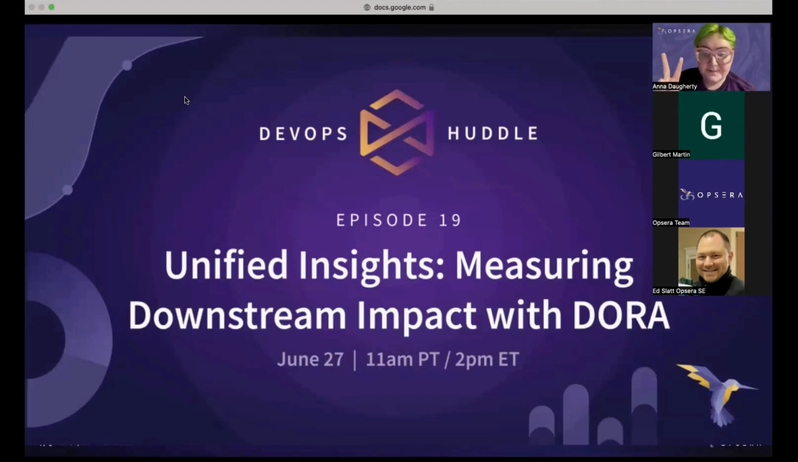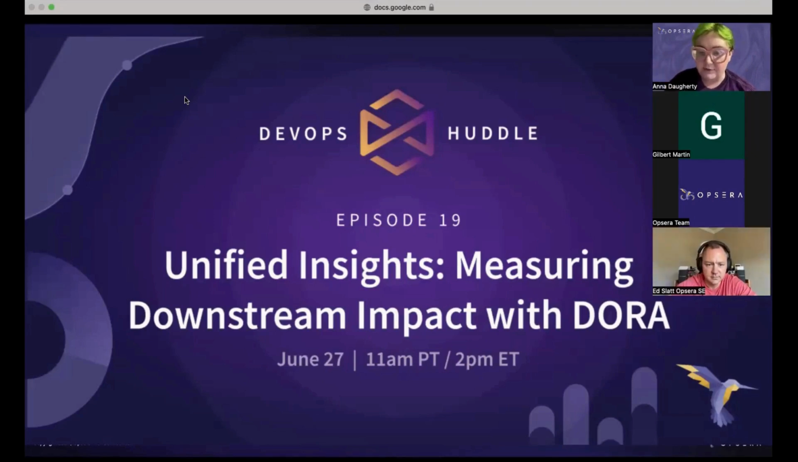Now this is part 2, where we're going to take what we learned in part 1 and apply it to what happens after somebody commits their code, right? What happens downstream, and being able to measure that impact with DORA. Now, if you're not familiar with DORA, it's not a big deal. We'll cover it later in this webinar. We'll cover all about it, so you'll be fully informed.